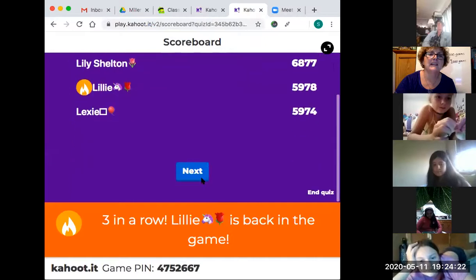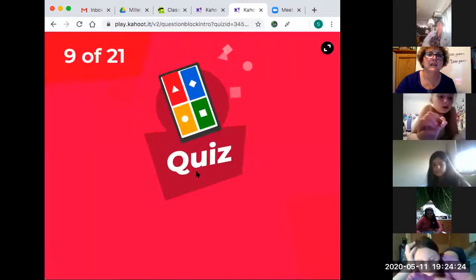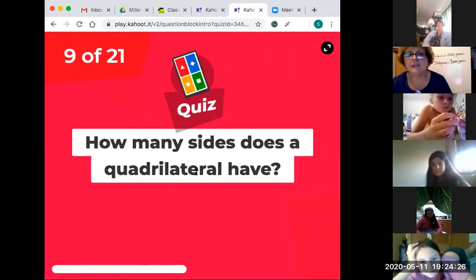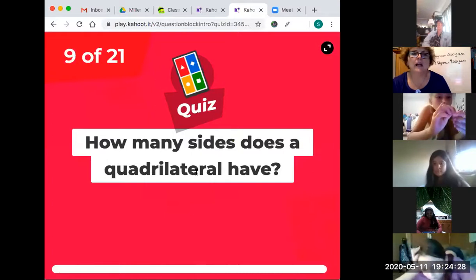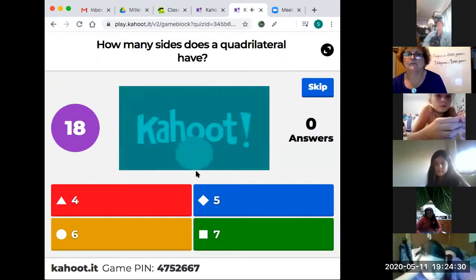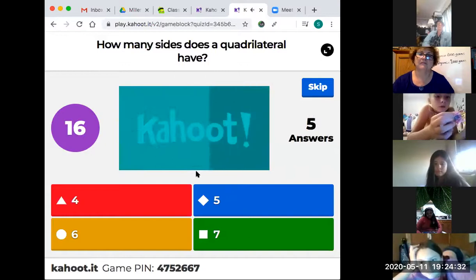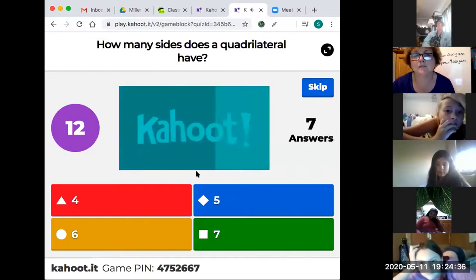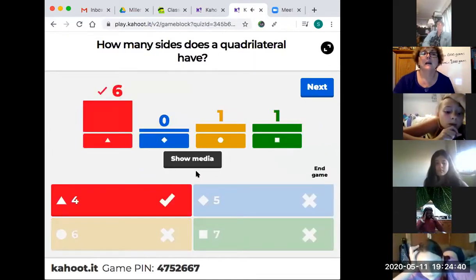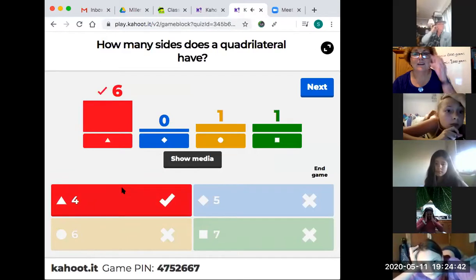All right, next question. How many sides does a quadrilateral have? 4. We just talked about this question a few minutes ago. How many sides? Oh my gosh, there's 21 questions. That's a lot. Okay.